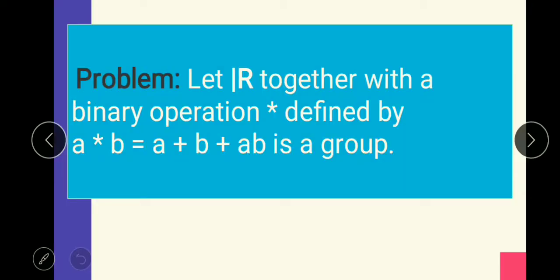Let us try this problem. In order for us to illustrate the properties of a group, we will show that the given set and the defined binary operation is a group. Let R, the set of real numbers, together with a binary operation star defined by A star B is equal to A plus B plus the product AB, be a group.